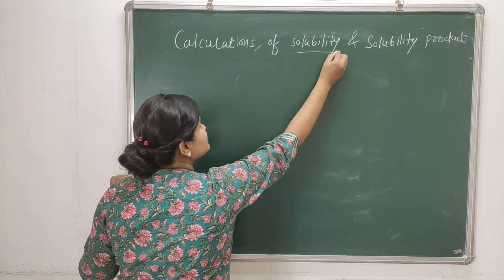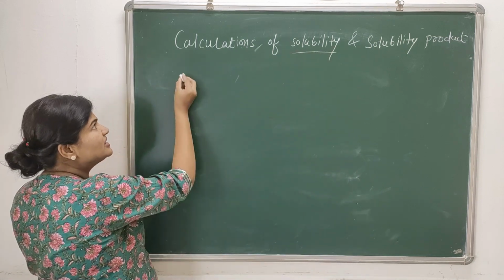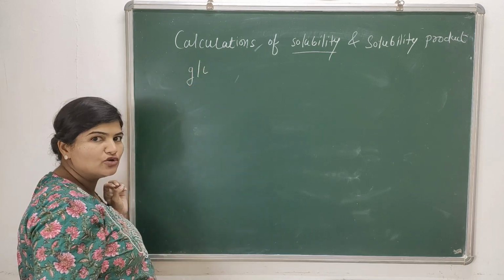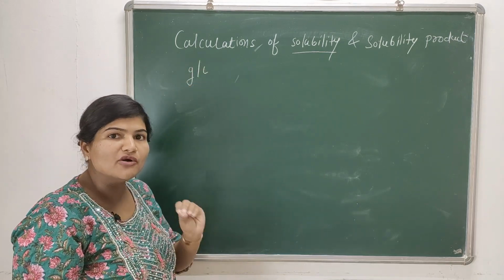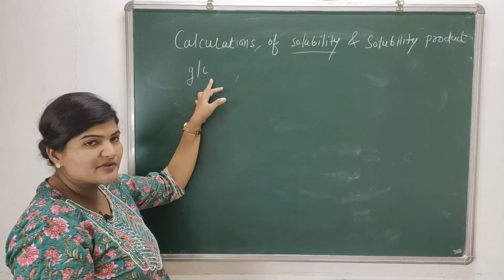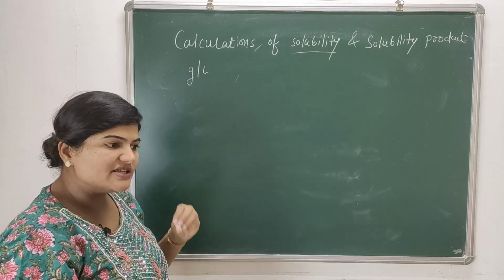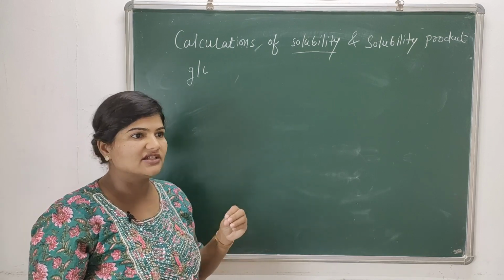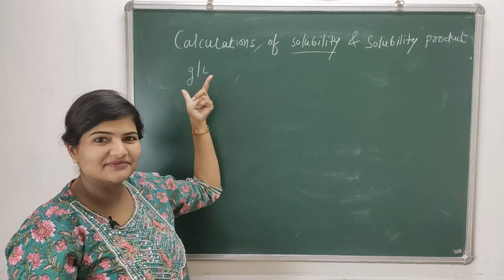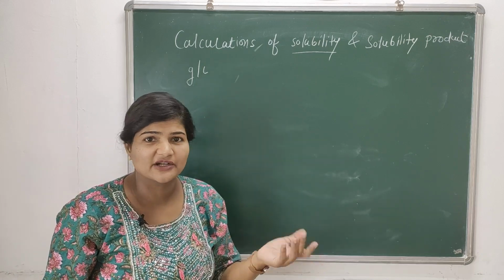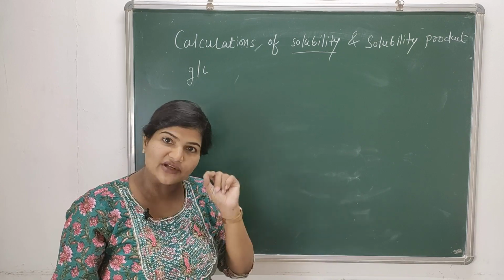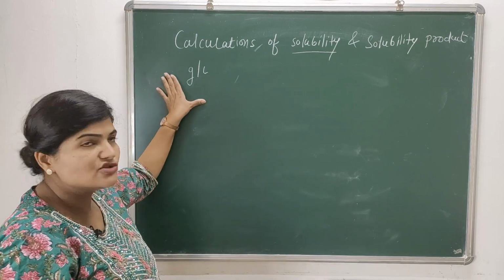what solubility is first. So solubility is nothing but the amount of solute dissolved in a given amount or unit volume of solvent. So it is expressed in gram per liter. So basically when I say the solubility of NaCl in water is, say, 30 grams per liter, for example, then it means in 1 liter of water 30 grams of solute has been dissolved. So that is the solubility.